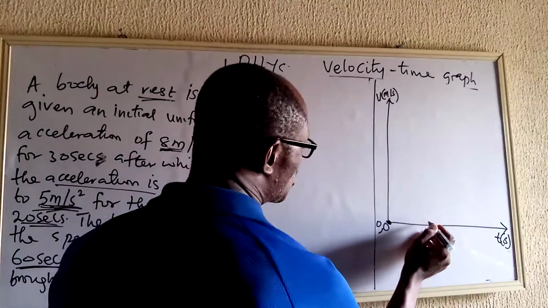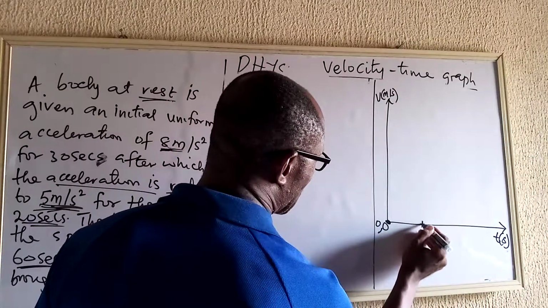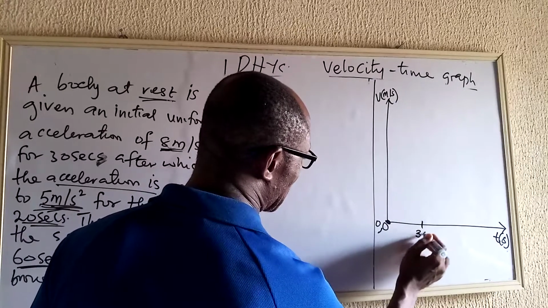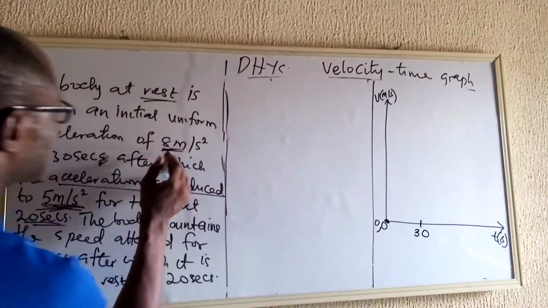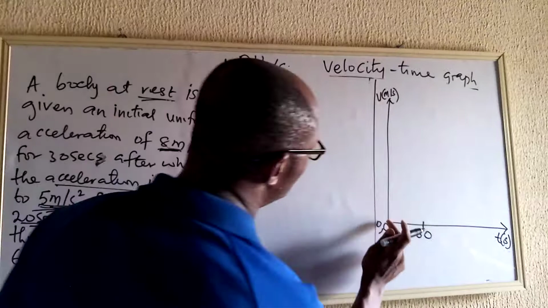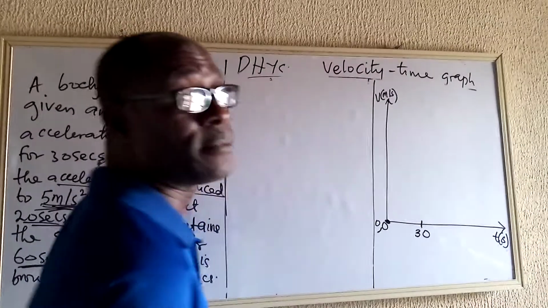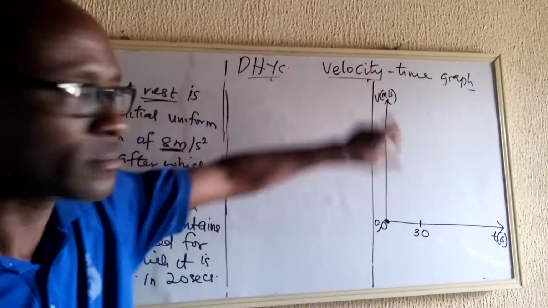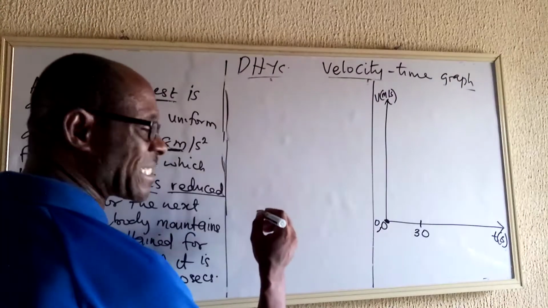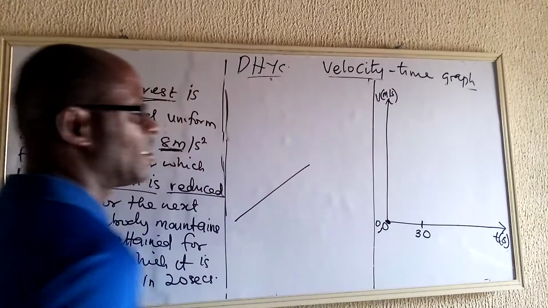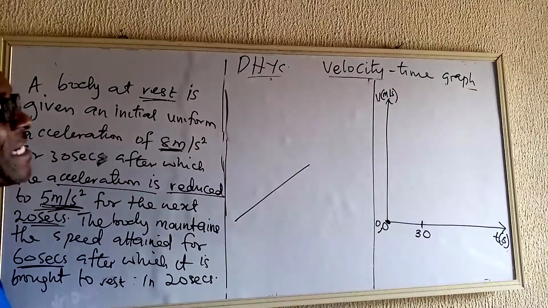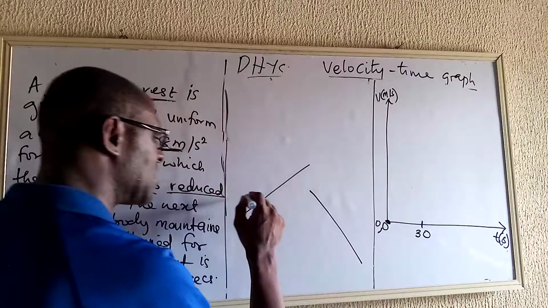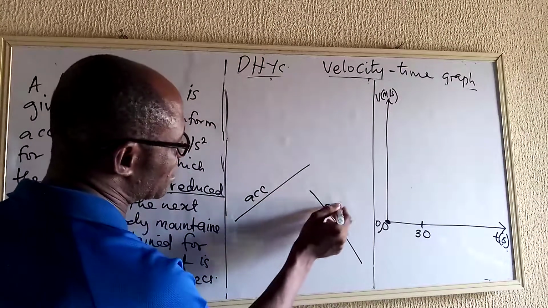So I'm going to indicate a point on the time axis to represent 30 seconds. And since acceleration is 8, I cannot put it on this vertical axis. Why? Because the vertical axis here is meant for velocity. The line of acceleration, please take note of that, is always like this under velocity time graph, while the line of deceleration or retardation is like this. This is acceleration, this is deceleration.